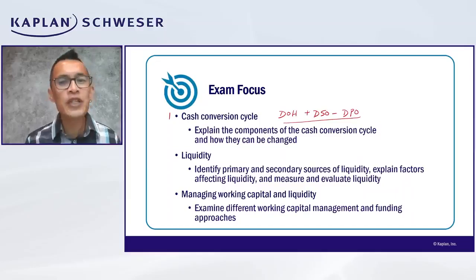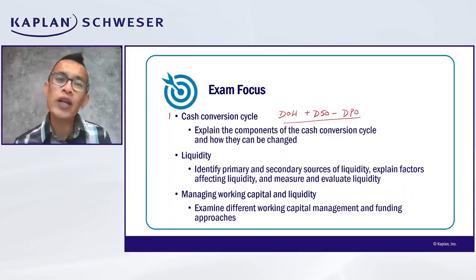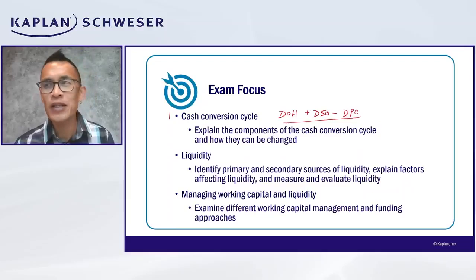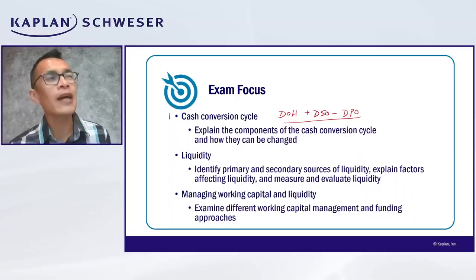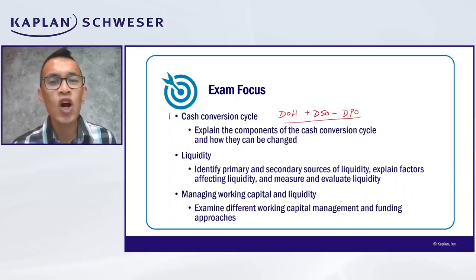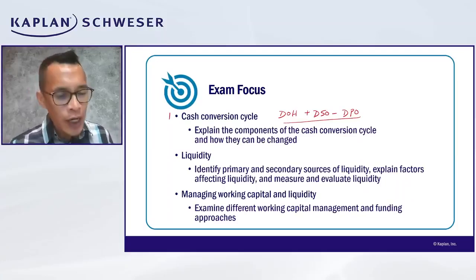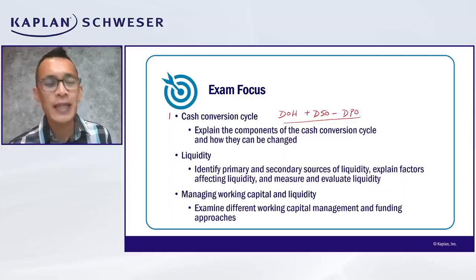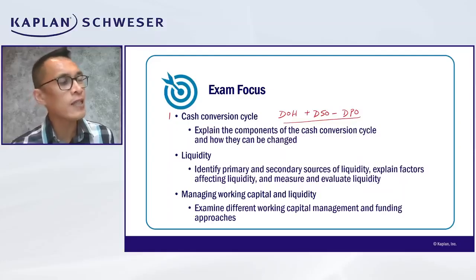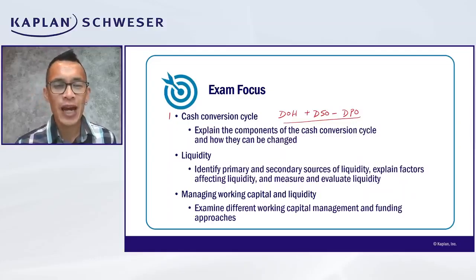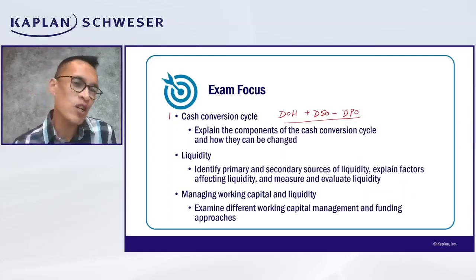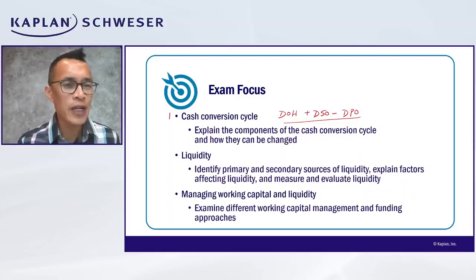Interpretively, a short cash conversion cycle is generally desired, and that means a company can convert an investment in inventory into cash quite quickly. In contrast, a long cash conversion cycle means that the company converts its inventory investments into cash rather slowly. So given a choice, you'll want a shorter cash conversion cycle, obviously.